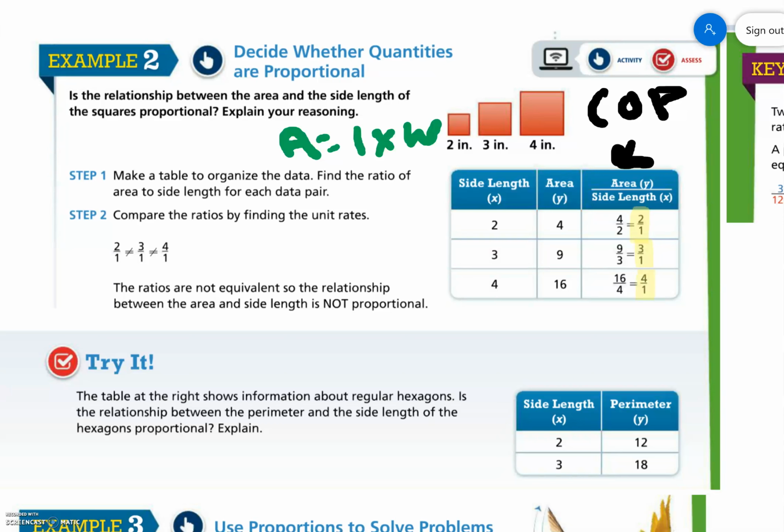Is the constant of proportionality the same for all 3 squares? No. Since that's not the same, the ratios are not equivalent, so the relationship between area and side length is not proportional.